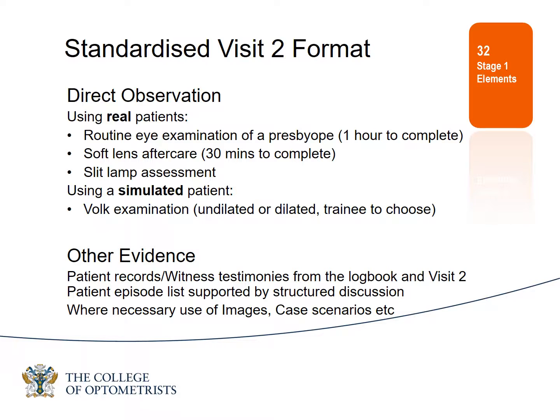And that will cover off their slit lamp assessment observation as well. And then they can have a dummy patient, again, a friend or a member of staff or somebody, a willing victim, who then does Volk. And that can be dilated or undilated. If they choose to do Volk in their routine, that's okay, they can do direct on this patient, whatever.